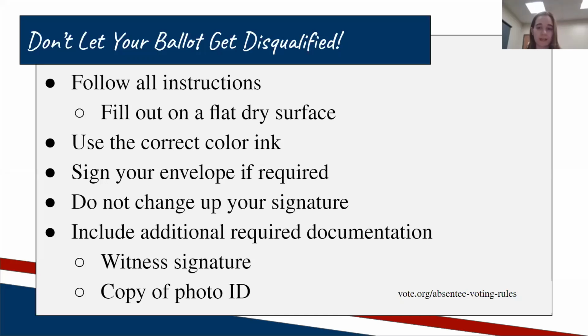There are a couple of things to keep in mind to make sure that your ballot does not get disqualified. Be sure to follow all the instructions on the envelope that you receive in the mail with your ballot. Fill out your ballot on a flat, dry surface. Use the correct color ink. Sign your envelope if required. Do not change your signature from previous government documentation. Include additional required documentation, such as a witness signature or a copy of photo ID. And for additional information, you can go to this link, vote.org/absentee-voting-rules, and find your state.